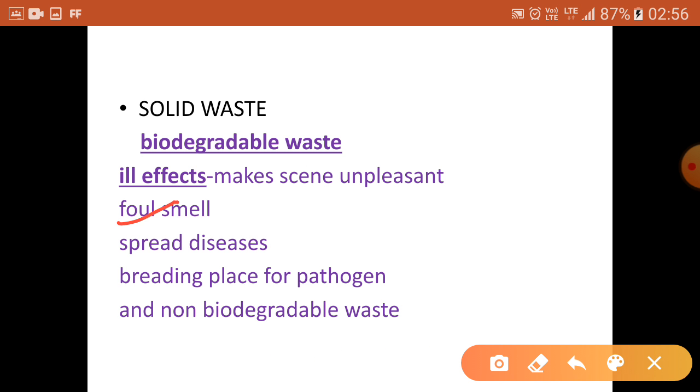So these are the ill effects. They produce bad smell, and they spread disease, because the biodegradable waste becomes the breeding ground for the pathogens. Basically, if you talk about the unpleasant scene, they produce a very bad smell. So all these are the ill effects or the bad effects of biodegradable waste.